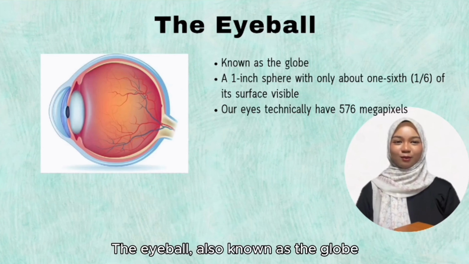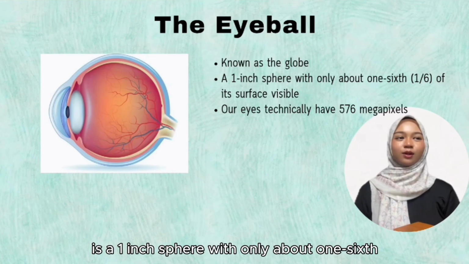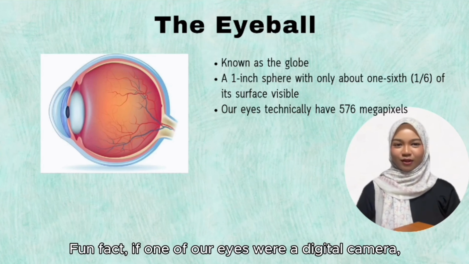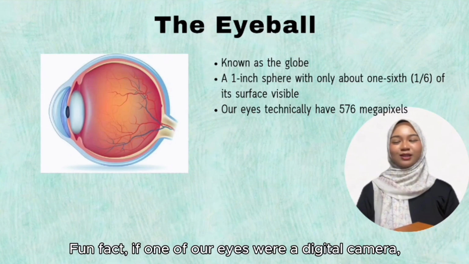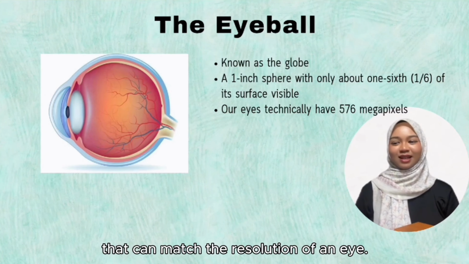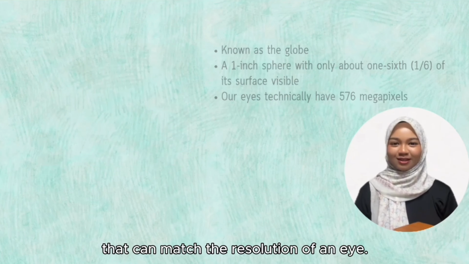I am going to present regarding the eyeball. The eyeball, also known as the globe, is a 1-inch sphere with only about 1/6 of its surface visible. Fun fact, if one of our eyes were a digital camera, our eyes technically have 576 megapixels. There is no camera that can match the resolution of an eye.